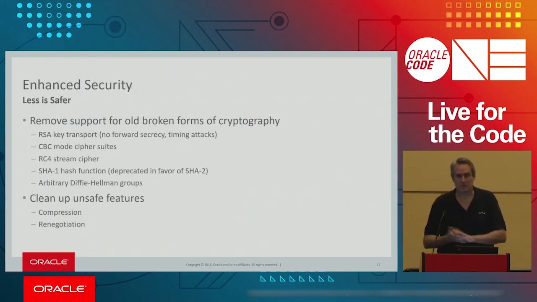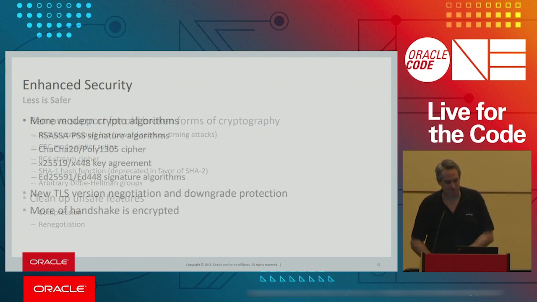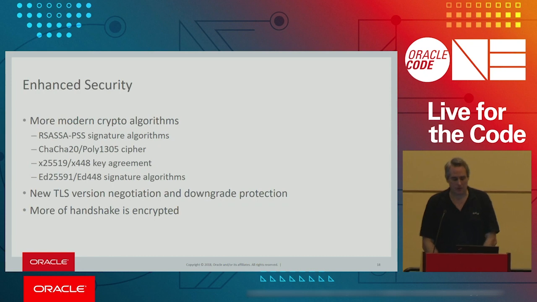So for the security side, less is safer. They wanted to get rid of some of that old broken stuff. For example, no RSA key transport. We'll talk a little bit more in detail about this, but if you're familiar with the term forward secrecy, that's one of the reasons that RSA key transport is no longer allowed. We're getting rid of the old CBC, or cipher block chaining, modes. We are getting rid of the RC4 ciphers, the SHA-1 hash functions are all gone, and so on. We're now favoring SHA-2. The arbitrary Diffie-Hellman groups, where we used to just say, here's a group that you can negotiate, that's all gone as well. It's now a specific set of Diffie-Hellman groups. And also to clean up some unsafe features that proved dangerous, things like compression and renegotiation. So to enhance that security, we're going to use some more modern algorithms, things like PSS, which is part of PKCS#1, the latest version of that.